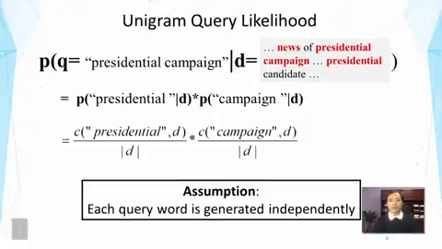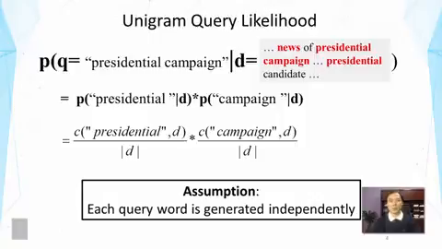So now let's see how this works exactly. Well, since we are computing the query likelihood, then the probability here is just the probability of this particular query, which is a sequence of words. And we make the assumption that each word is generated independently. So as a result, the probability of the query is just a product of the probability of each query word.